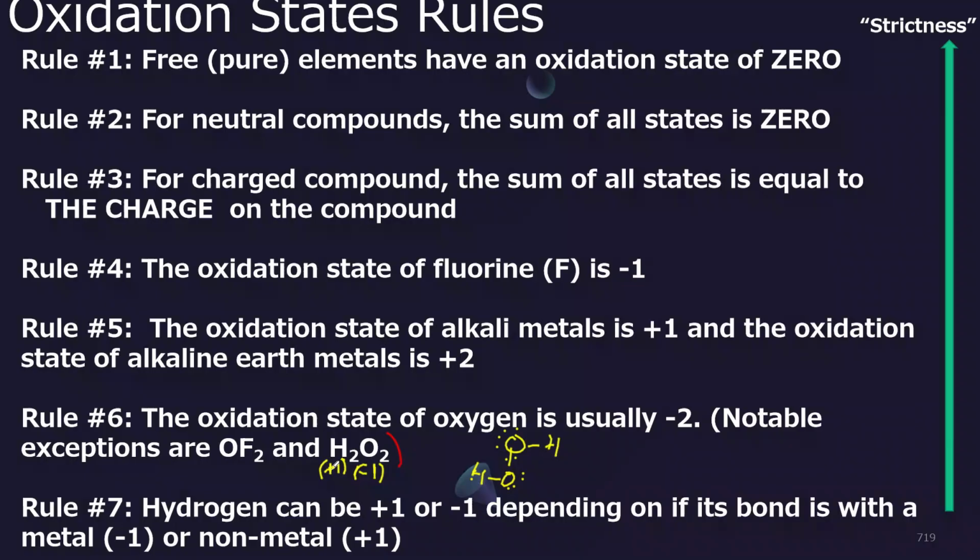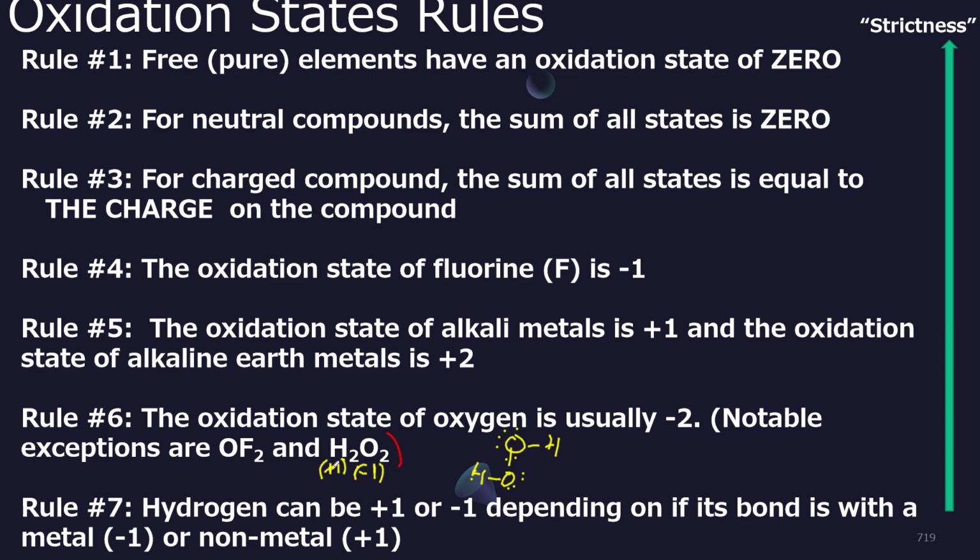Okay, rule number 7, where things get very flexible, is hydrogen. Hydrogen can be +1 or -1 depending on if its bond is with a metal. If it's with a metal, hydrogen will get the electrons and go -1. If it's with a non-metal, hydrogen will lose the electrons usually and go +1. But you've got to be aware of what you're looking at and consider all possibilities. And oftentimes hydrogen might be something that you want to solve for in the end as an unknown. We'll go through that soon.